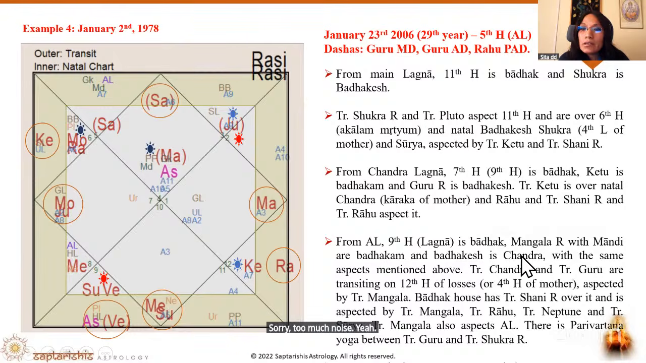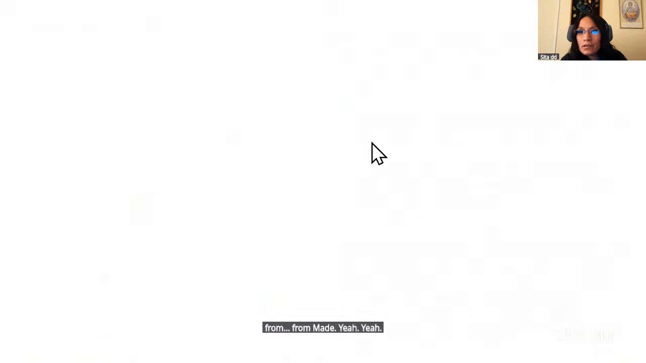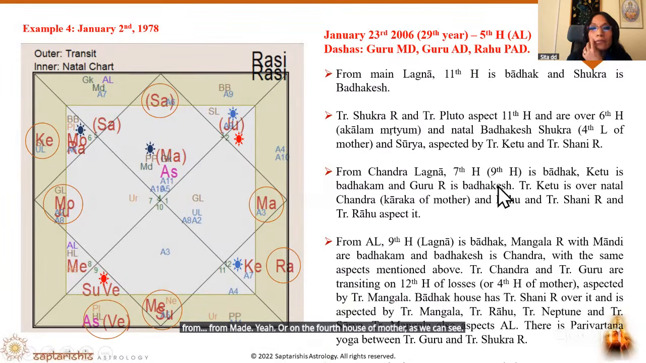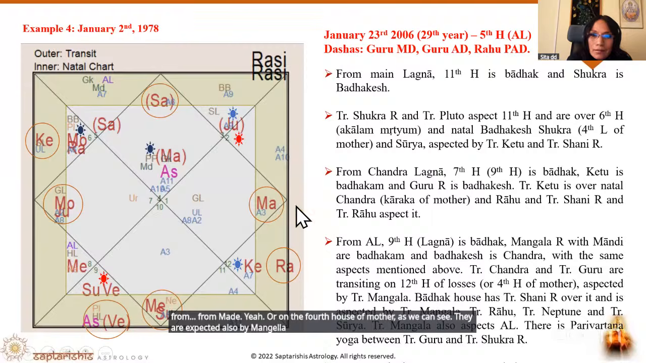Mangala retrograde with Mandi at Badhakasthana, Badhakesh is Chandra from Aruda Lagna, with the same aspects, all the aspects I mentioned before. And then transit Chandra is with transit Guru, transiting on the 12th house of losses, see, from mother, yeah, 12 from mother, or on the 4th house of mother, as we can see, no? And they are aspected also by Mangala and transit.